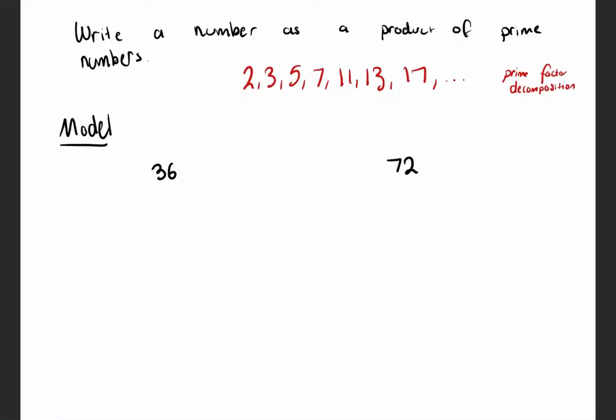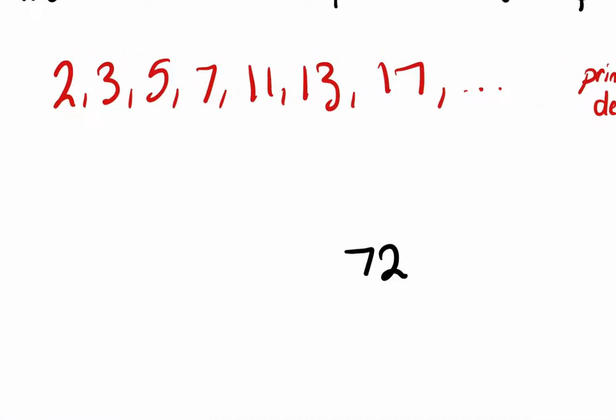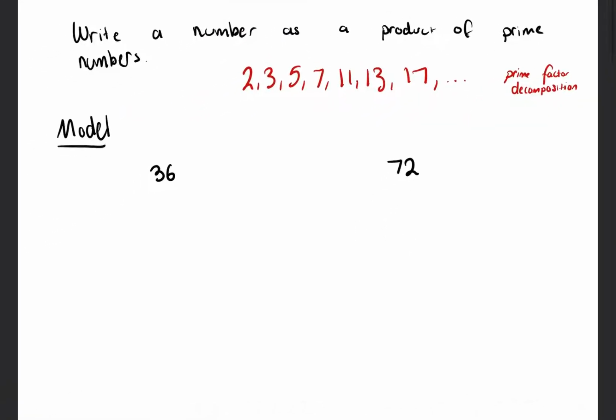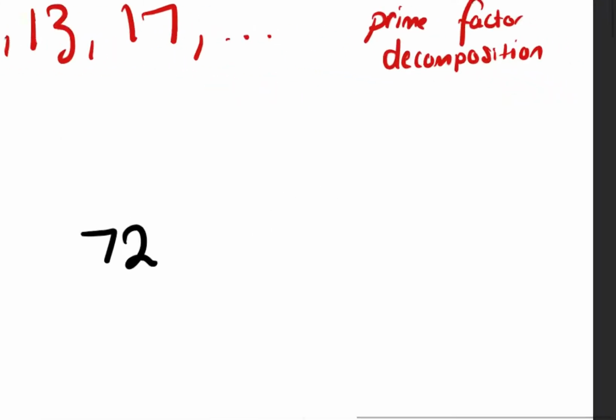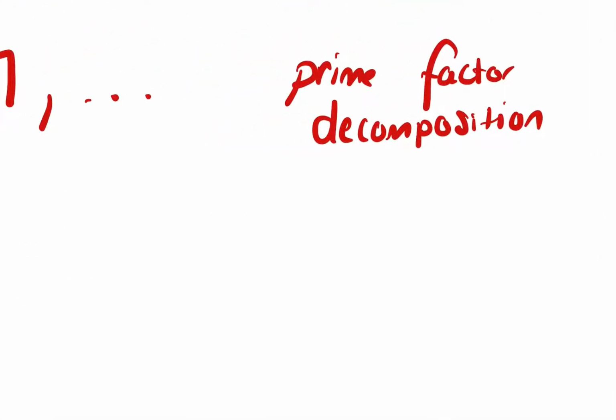Okay, so for today we're going to be looking at how to write a number as a product of its prime numbers. So here's just a few of them: 2, 3, 5, 7, 11, 13, and 17. I'm going to break a number up and write it as a product of its prime numbers. What you're going to do is something known as a prime factor decomposition. So let's look at the number 36.